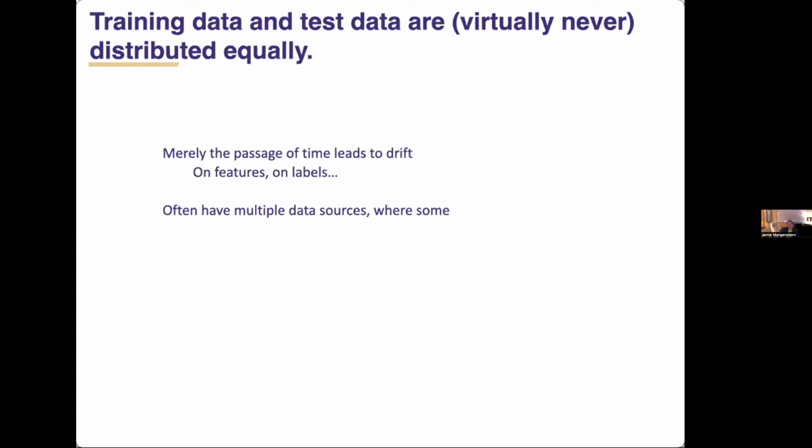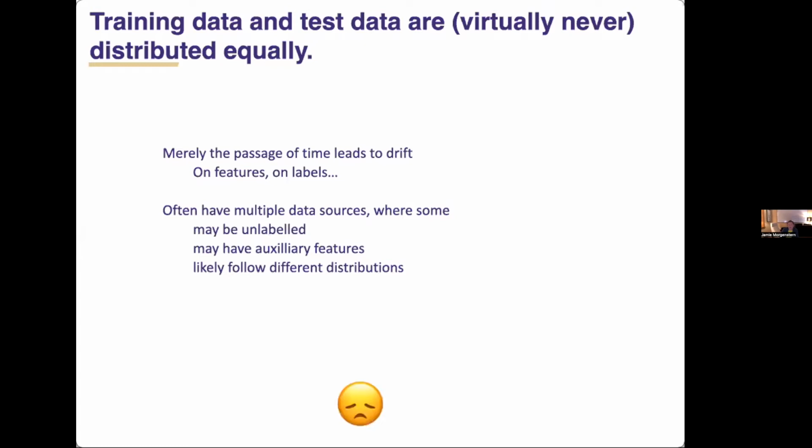And we often have multiple data sources, right? It's often the case in many practical applications that a data set isn't drawn from some magical fountain, which is a single distribution, right? People have come up with some procedure for scraping images off of Flickr plus maybe some other website, and the combination of those are then post-processed in some way, right? So if that's the case, it's not exactly right to say that even the training data is i.i.d. Some of our data might be unlabeled, might have auxiliary features, and likely follow different distributions, right?